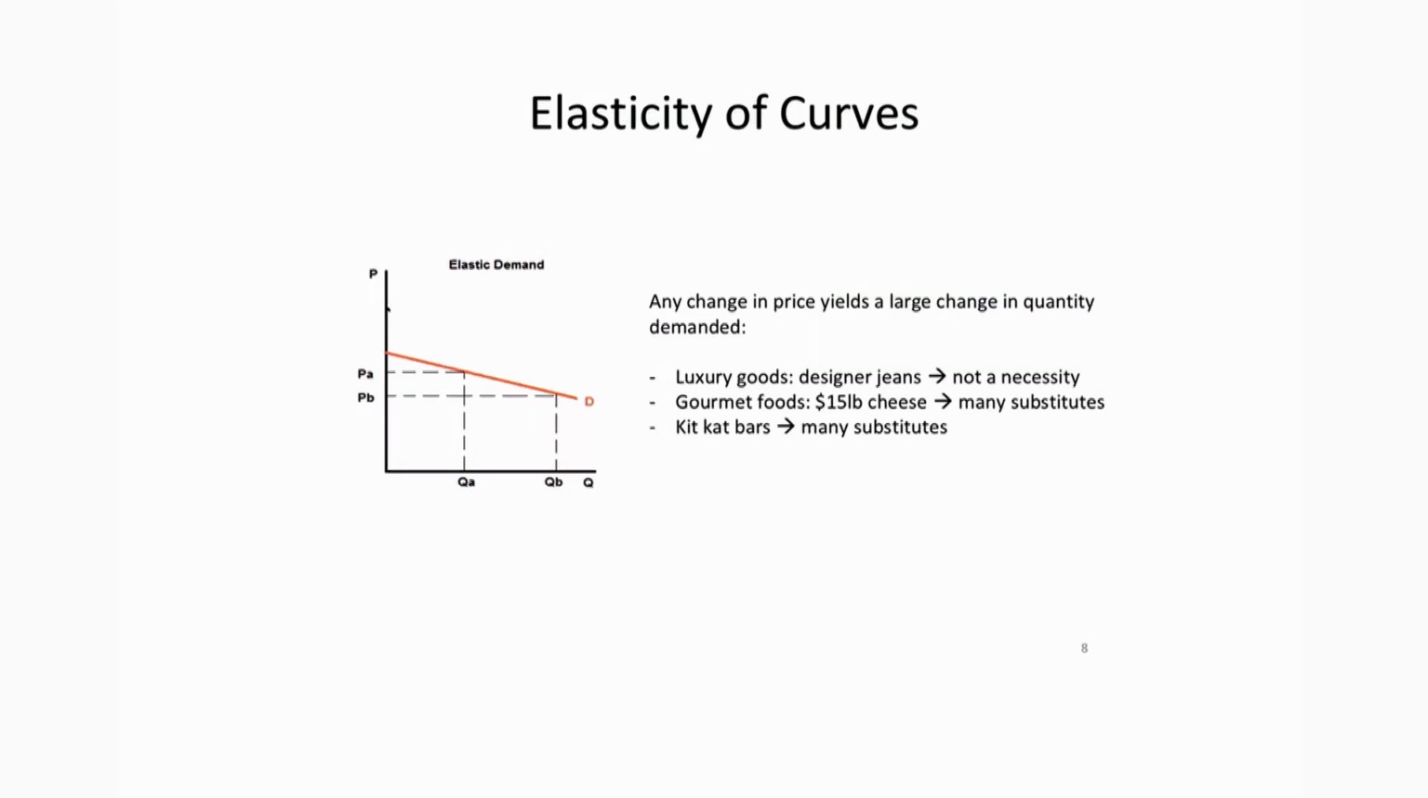So now let's look at a few examples of what these curves look like. With elastic demand, we see that the demand curve is relatively flat. So what this tells us is for any small change in the price, we have a much larger change in quantity. So the change in the price is going to be smaller than the total change in quantity for elastic demand. Some examples of elastic demand include luxury goods, such as designer jeans, as well as gourmet foods, such as cheese that you would buy for $15 a pound. These goods are not necessary. So any small changes in the price are going to result in large changes in quantity demanded.